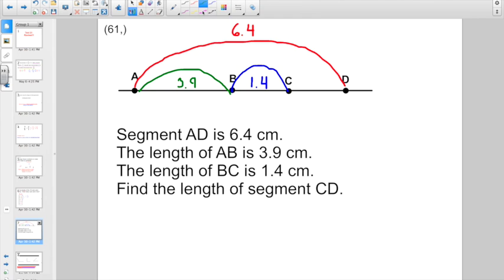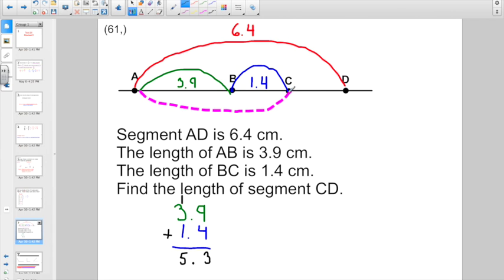So we got a couple different things we have to do right now. We have to figure out what would be the length of segment AC to start off with. To figure out the length of segment AC, I'd have to go and add segment AB, which was 3 9/10, plus I'd have to go and add segment BC, which was 1 4/10. So let's start off by getting these two numbers added up. 3 9/10 plus 1 4 more tenths, that gives you a total of 5 3/10 for segment AC.